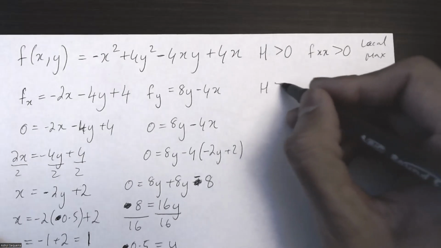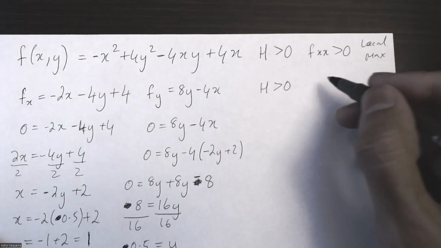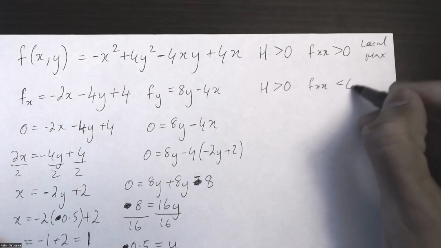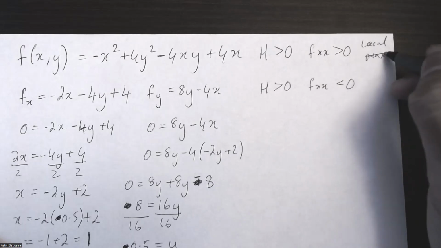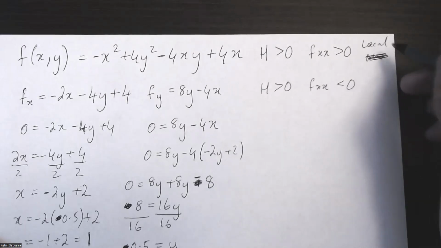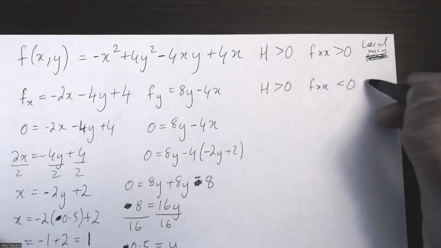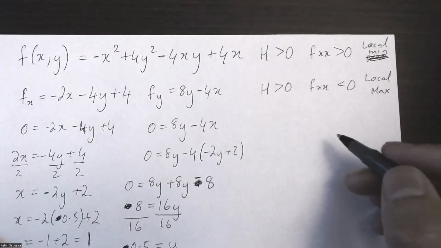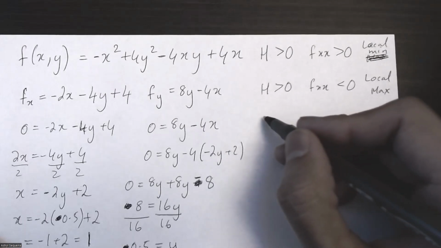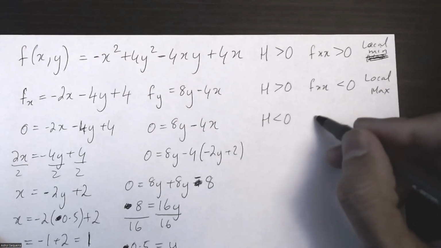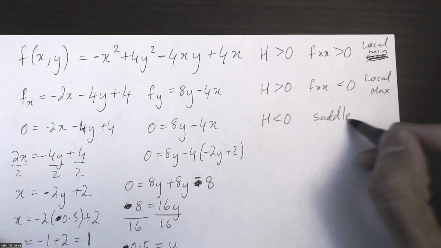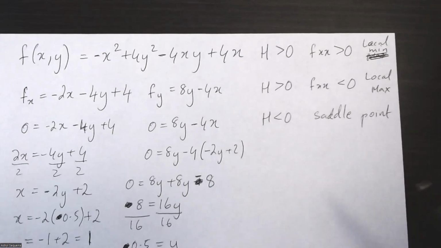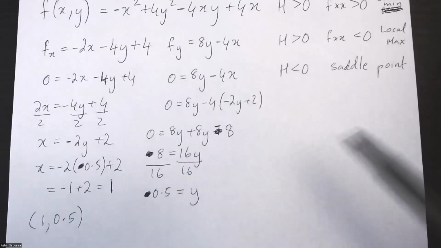If h is greater than 0 and fxx is less than 0, oh sorry, this is a local minimum, not a maximum. If fxx is less than 0, this is a local max. And if h is less than 0, it's just going to be a saddle point. So this is how we classify our critical points for a function like this.